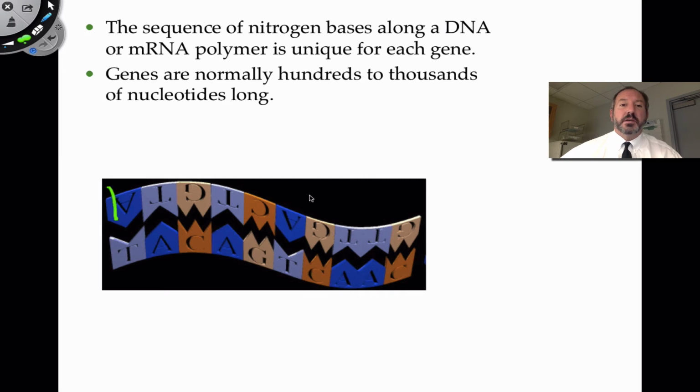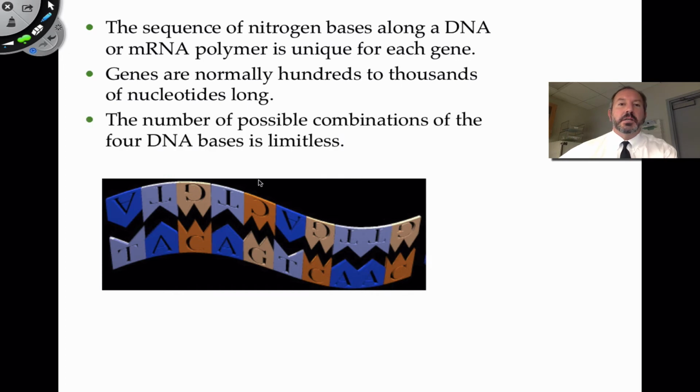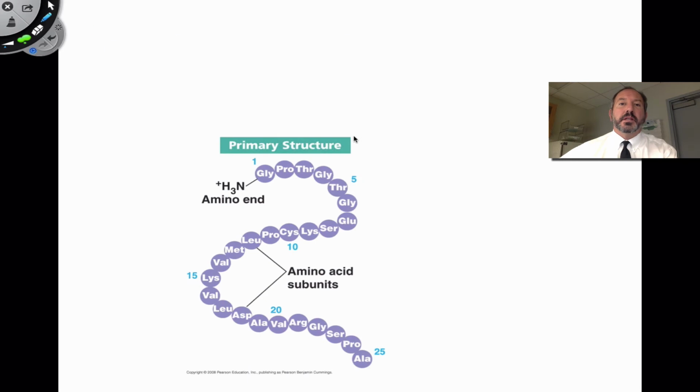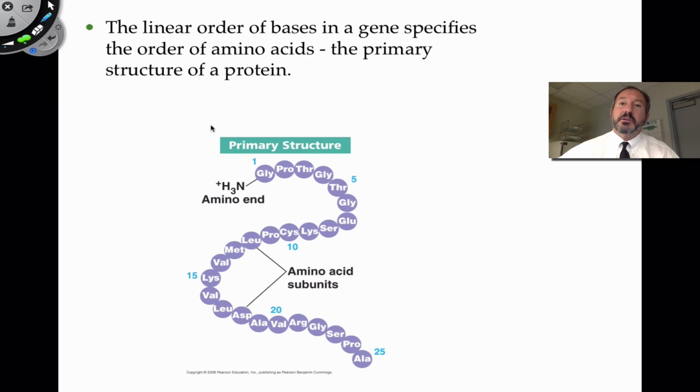So these genes, which are again a segment of DNA, can be very, very long. Okay, and so they're found along the DNA, and so there's many possible combinations if you think about it. I know there's only 4 different nitrogen bases, but if you think about how long the genes are, it really creates quite a lot of variation in protein. And so ultimately, this is what we're talking about: the linear order of nitrogen bases in the gene specifies the order of amino acids along the polypeptide.